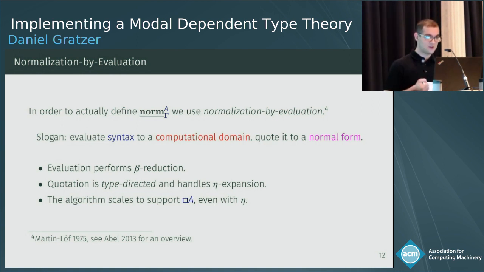Now, quotation is fundamentally a type-directed procedure in normalization by evaluation. And that's important for us, because that's what we need in order to handle these type-directed rules like the eta expansion for box A. So that's why that scales to support modalities in a nice way.